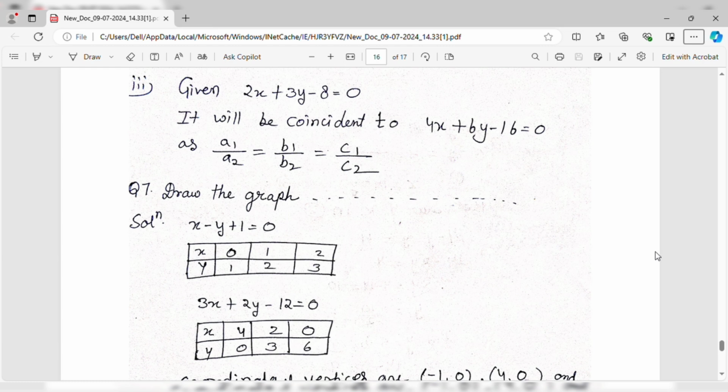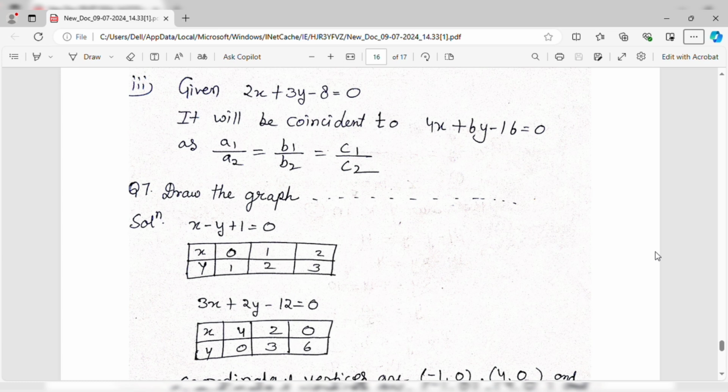For the third part, we need an equation such that it is coincident with the given line. To fulfill the situation, we will take a line whose equation could be 4x plus 6y minus 16. Here you can see that a1 upon a2, b1 upon b2 and c1 upon c2, all the ratios are the same as 1 by 2. So we can say this line is coincident with the given line.